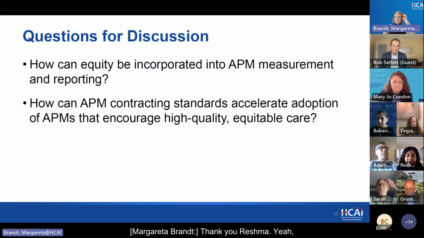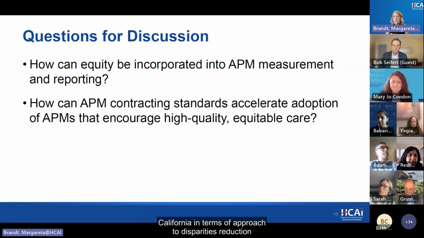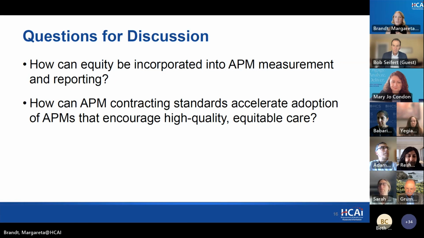Thank you, Reshma. Yeah, I think some of that's happening in California too, with DHCS and Covered California, in terms of approach to disparities reduction, being specific to a plan's population or things like that. Lisa, go ahead.